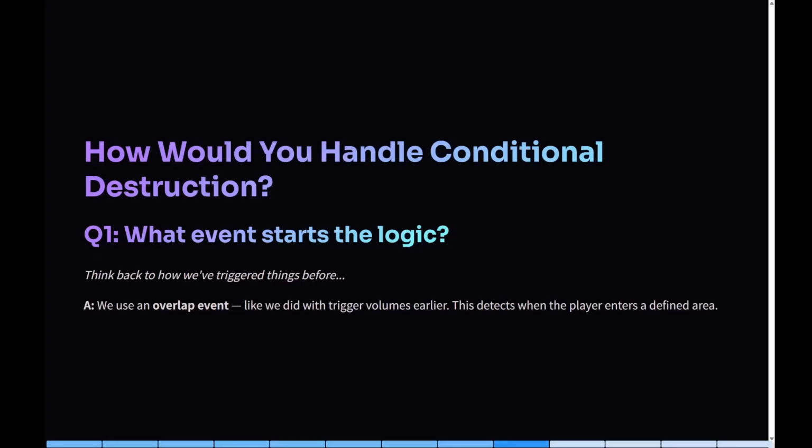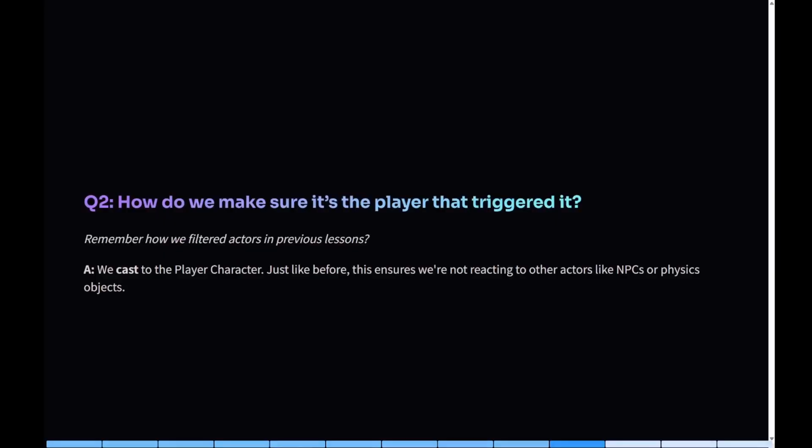Now, we have a lot of the answers to these things already. How did we trigger things before? The answer is we used an overlap event. We detected when the player entered a defined area, and then we made something happen. How do we make sure it's the player that triggered it? How do we filter actors? We cast to the player character.